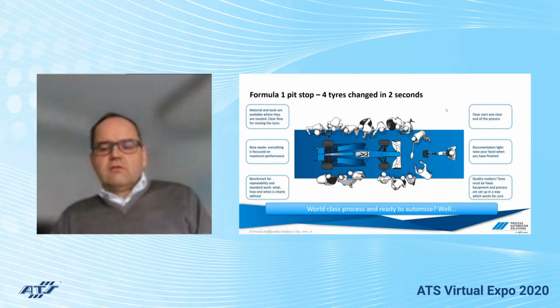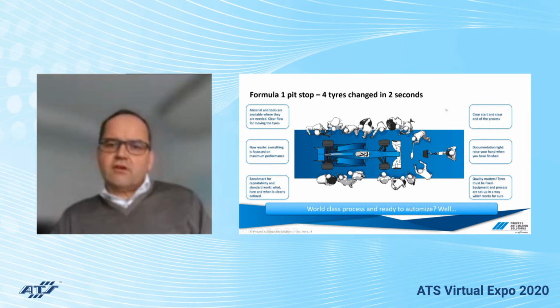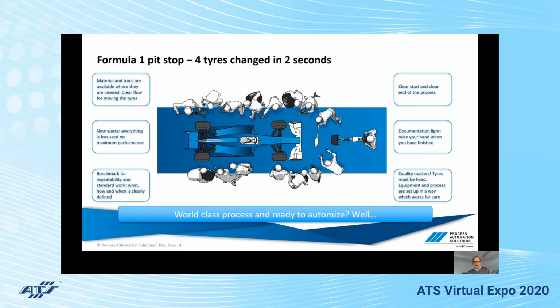On the right side, we have the topics. There is a clear start and a clear end for the process. The man with the flag indicates when the driver needs to brake and when he can go. He's collecting all the feedback, because everybody raises a hand when ready, and then he lets the car go. Quality matters, of course. Imagine a tire being loosened and lost during the ride. So everything is indicated and provided so that this must not happen.